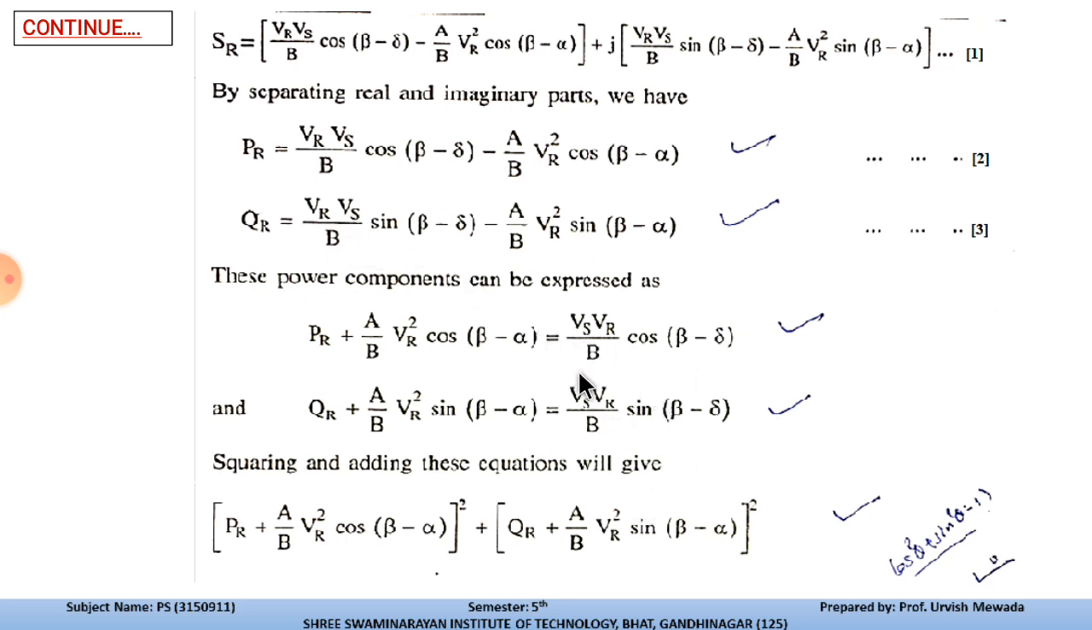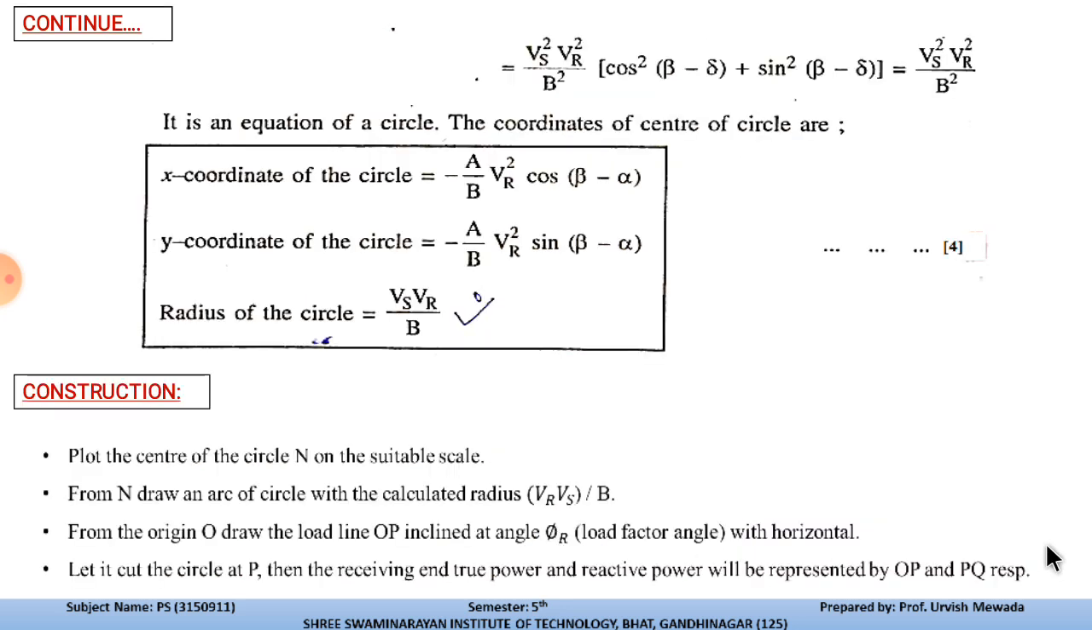Now squaring these two equations on both sides, we get PR plus A by B VR square cos beta minus alpha, squared, plus QR plus A by B VR square sin beta minus alpha, squared. This is like cos square theta plus sin square theta equal to 1. So the remaining term is Vs square VR square by B square times cos square beta minus delta plus sin square beta minus delta, and cos square beta minus delta plus sin square beta minus delta will become 1.